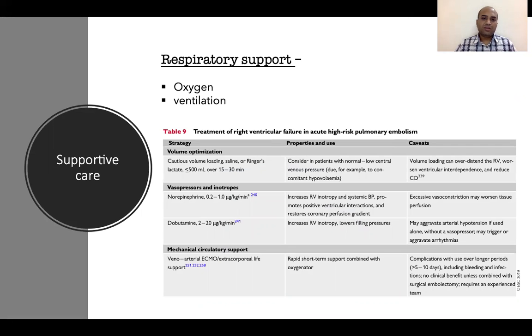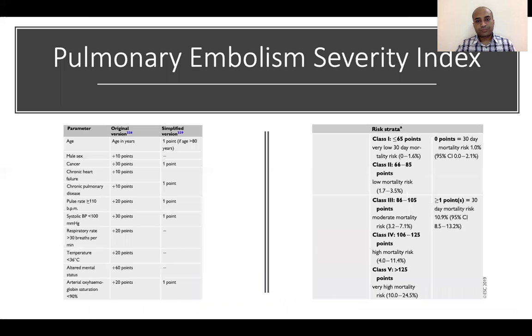In terms of supportive care, respiratory support will be as per our standard practice, like oxygen by nasal cannula, face mask, or HFNC. And if that doesn't work, then we can consider NIV or mechanical ventilation. On the other hand, supporting the right ventricle will be a little tricky in terms of hemodynamics. We have to give fluid very cautiously, because if there is RV distension, it may worsen the clinical scenario. Noradrenaline will be the vasopressor of choice, and if the RV systolic function is very poor, we can consider dobutamine. And if all this fails, as a rescue measure, we can consider veno-arterial ECMO.